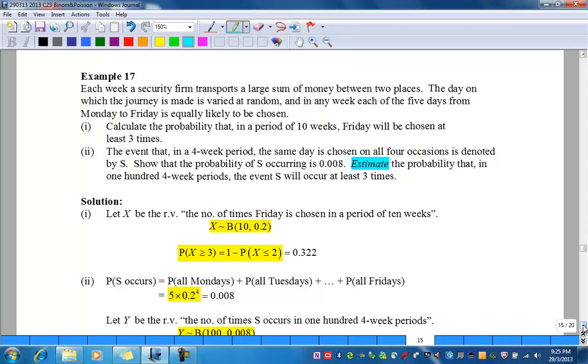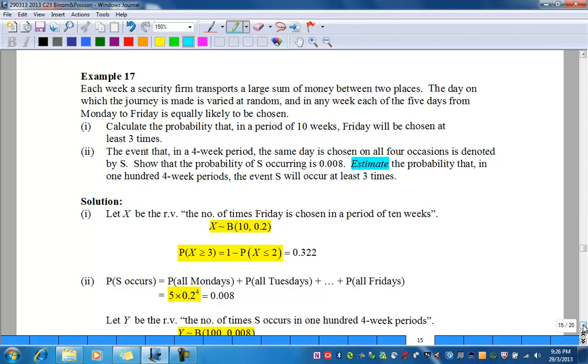Part 1. Let us define x be the random variable, the number of times Friday is chosen in a period of 10 weeks. Therefore, x follows a binomial with n as 10 and the success probability 0.2, which is 1 over 5. To find the probability of x more than or equal to 3, we need to convert it to less than, which is 1 minus the probability of x less than or equal to 2. And using a GC with binomial CDF, you end up with 0.322.